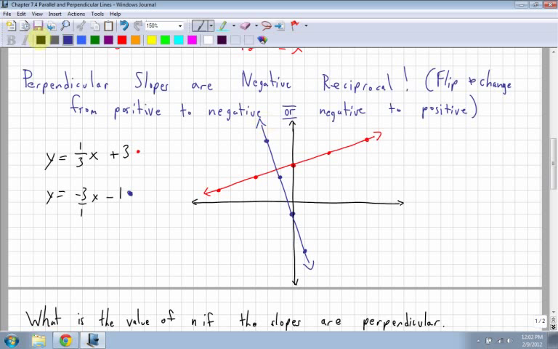Perpendicular lines, perpendicular slopes meet at 90 degrees. That's the whole point. So that if you draw them, it should look like they're meeting at 90 degrees, which these do. That's why you have to make them negative reciprocal. That's why one has to be positive, one has to be negative, and one has to be the opposite slope to the other one. So not only are they flipped, but they're also made negative so that they meet at 90 degrees.